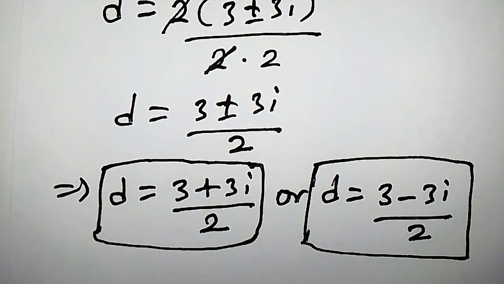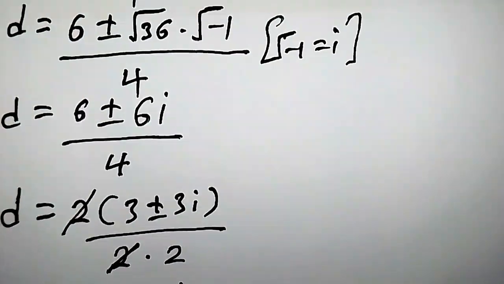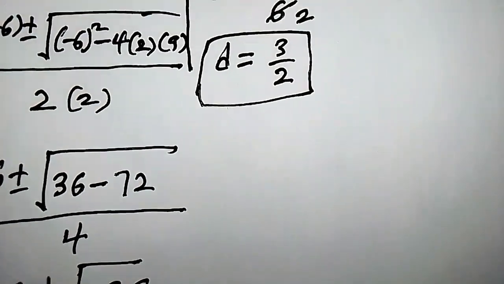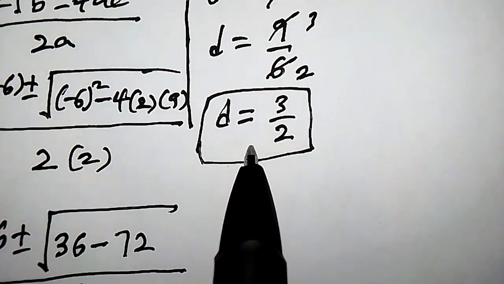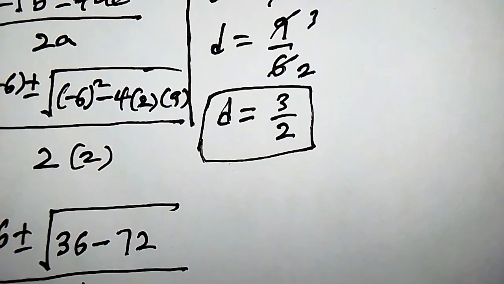Thus, we have two complex solutions and one real solution. These are the two complex solutions, and the first solution that we obtained is D = 3/2. This is the only real solution that we have for this quartic equation.